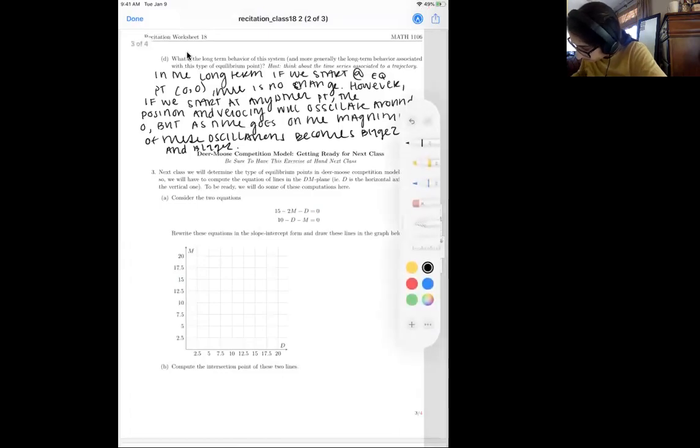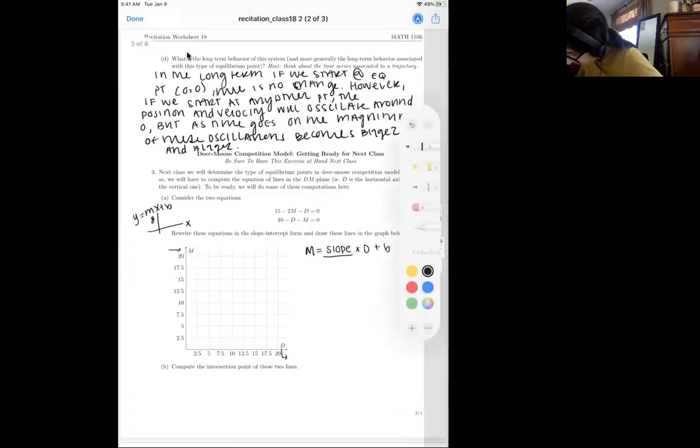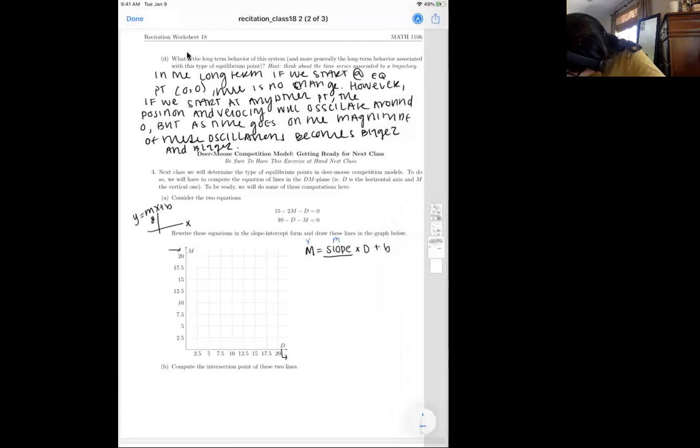So the first thing that we need to do here is it asks us to consider the two equations and rewrite these equations in slope-intercept form and draw these lines in the graph below. Notice that D is on the x-axis and M is on the y-axis. So slope-intercept form, recall, is y equals mx plus b, where m is slope, and we usually think of x being on the x-axis and y being on the y-axis. But really what we want now is to get our equation into the following form: M is equal to slope times D, plus some intercept. So instead of y, we're talking about M. Instead of m, I'm just calling it slope, and instead of x, I'm calling it D. Hopefully that makes sense.